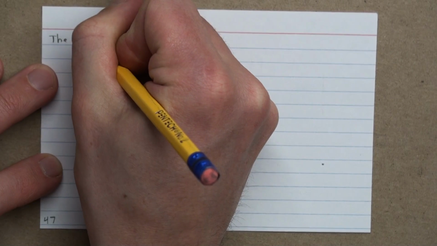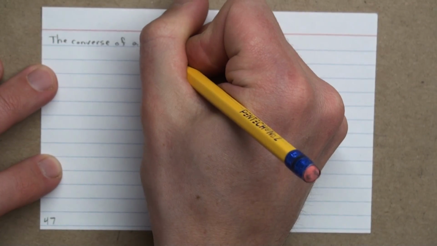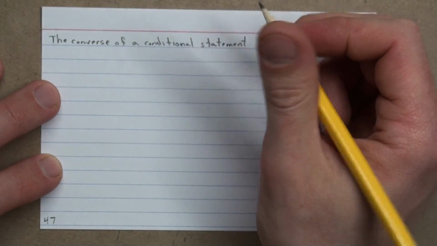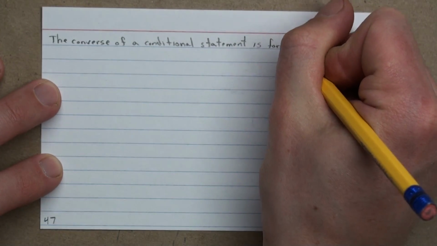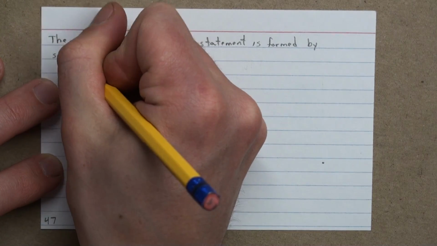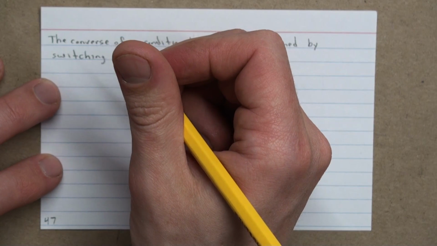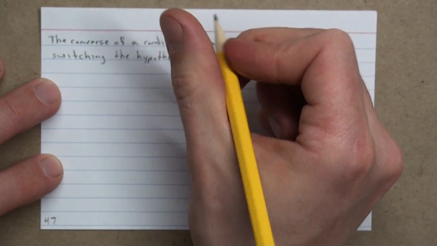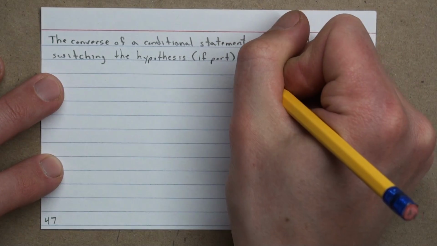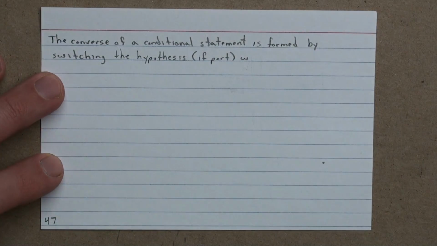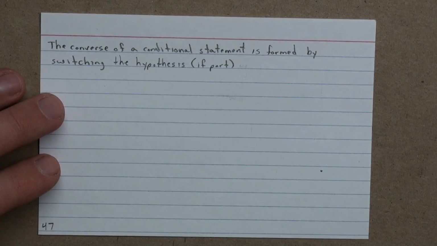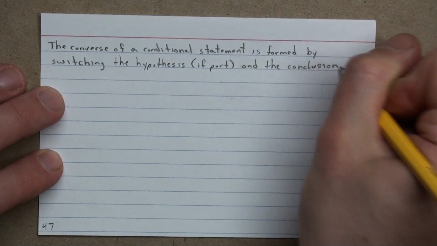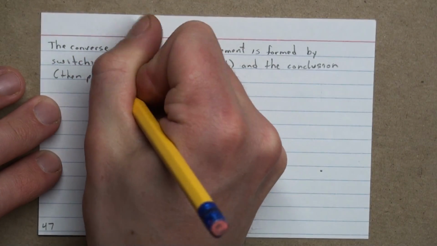The converse of a conditional statement is formed by switching the hypothesis, and in parentheses let's put if part, so by switching the hypothesis and the conclusion, which is the then part. Okay?